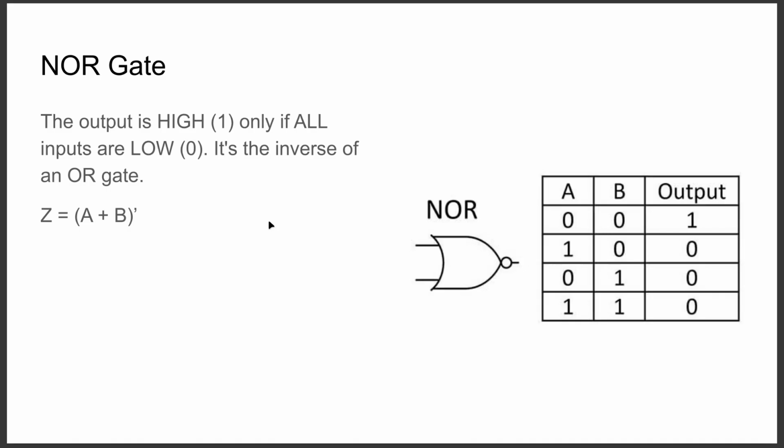The NOR gate, the opposite of an OR gate. The output is high only if all inputs are low. It is the inverse of an OR gate. This is the symbol. It's an OR gate with a bubble. This is the truth table. And this is the Boolean expression, (A or B) prime.